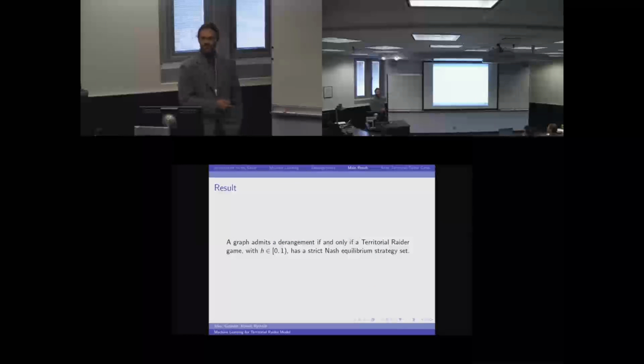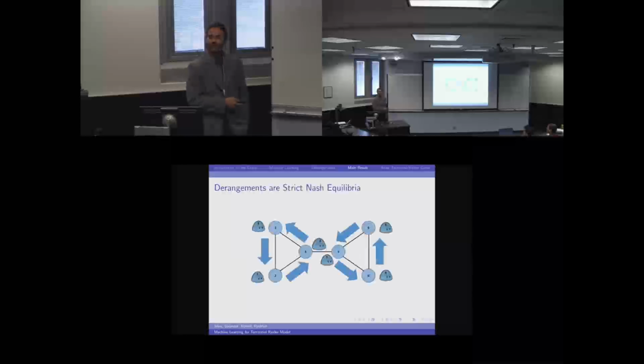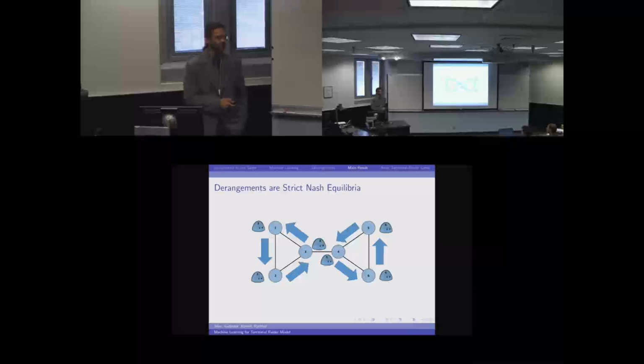Well, this has no biology at all, but it's a nice pure mathematics result: a graph admits a derangement if and only if our game has a strict Nash equilibrium. So this was something completely unexpected. I'm not even going to prove it in detail, but I can show that something like that happens. So why is a derangement an equilibrium?